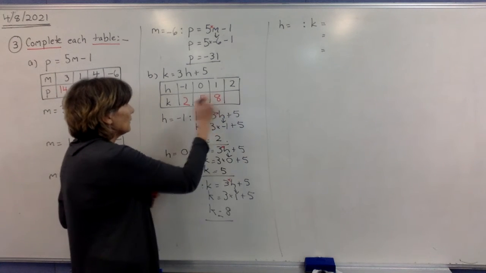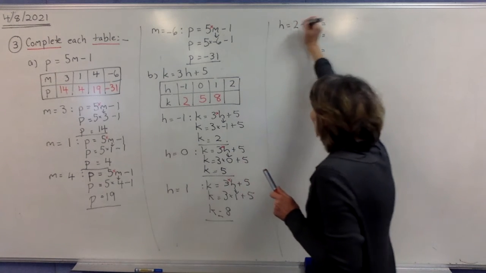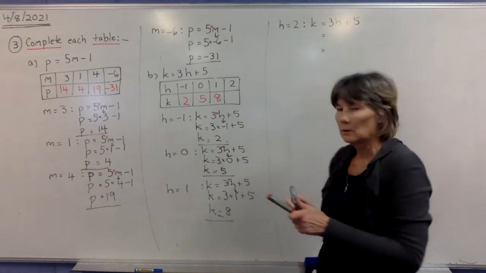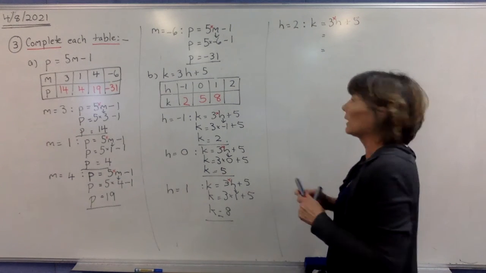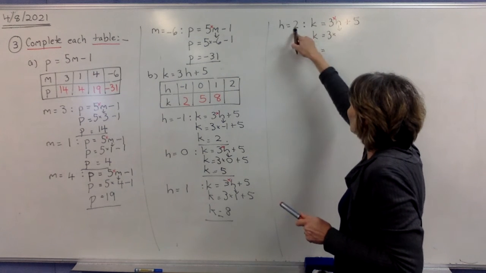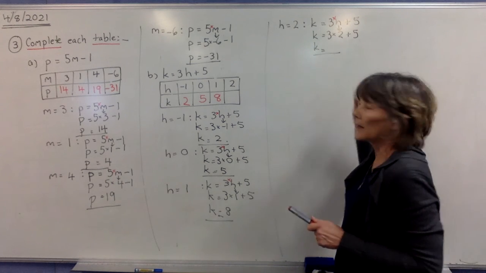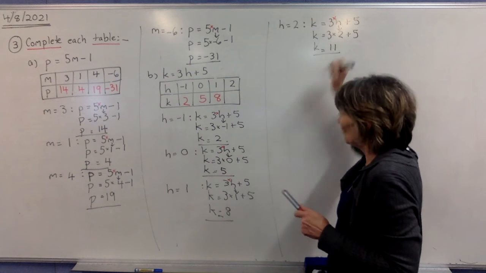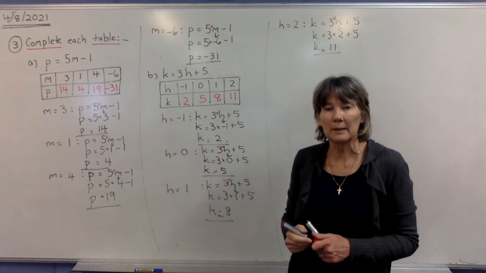And then we've got 1 left to do. h is 2 this time. Write our rule down. K equals 3h plus 5. Don't forget the times sign. And then copy everything. Our h this time is 2. Put it all in your calculator, left to right, 3 times 2 plus 5, and you'll get 11. That's our last number that we need to complete the table.